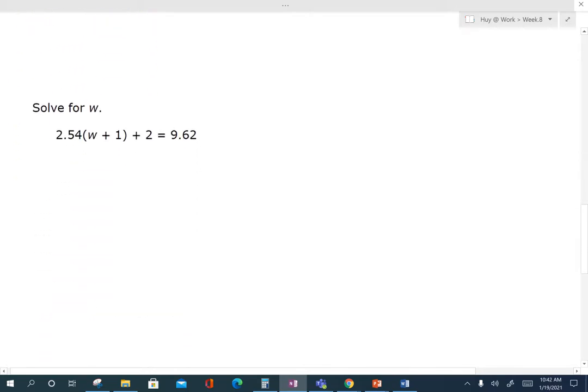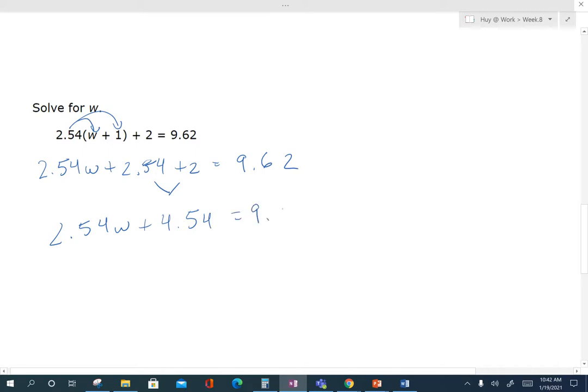Okay, here, let's see what we can do. Well, definitely we can use the distributive property. So it's 2.54w, we multiplied that, and then times 1. So that's just plus 2.54. And then here's an extra plus 2. All right, so now I can combine like terms there. So I have 2.54w plus, and now we're going to get 4.54 and 0.62.